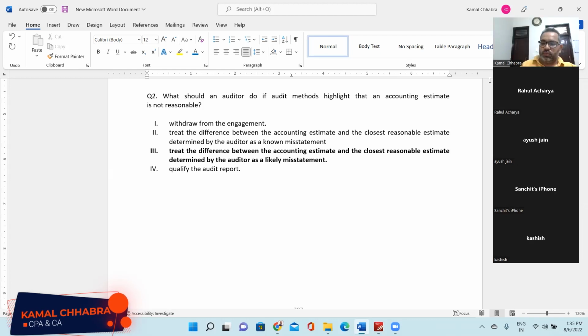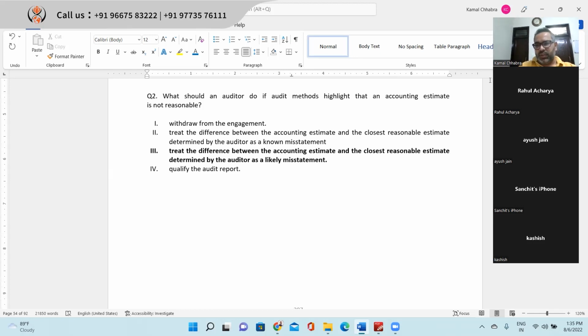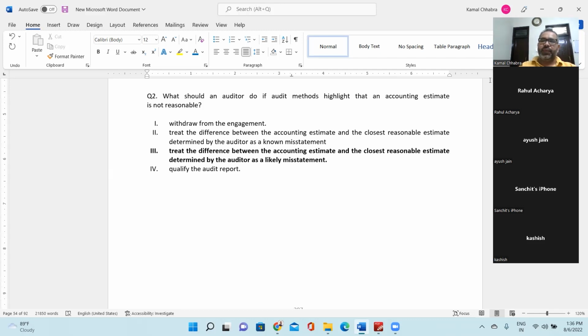Sir, what would be an example of a known misstatement? So there are two types of misstatement. One is known misstatement. The second is likely misstatement. Known misstatements are factual misstatements. For example, prepaid expenses. A company has missed booking the prepaid expenses. So that is a known misstatement, right? Whereas a likely misstatement is where management has taken one estimation and the auditor has taken a different estimation. So there, a degree of uncertainty is maintained.